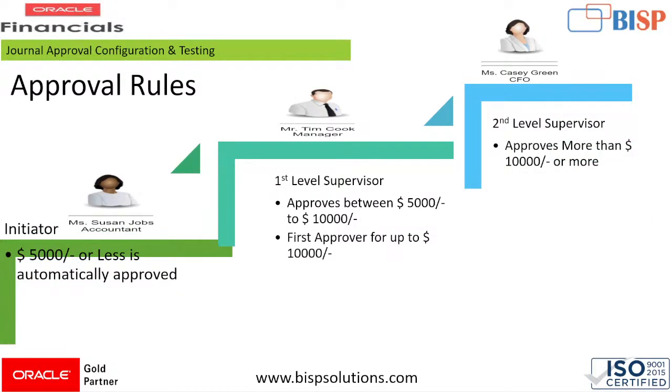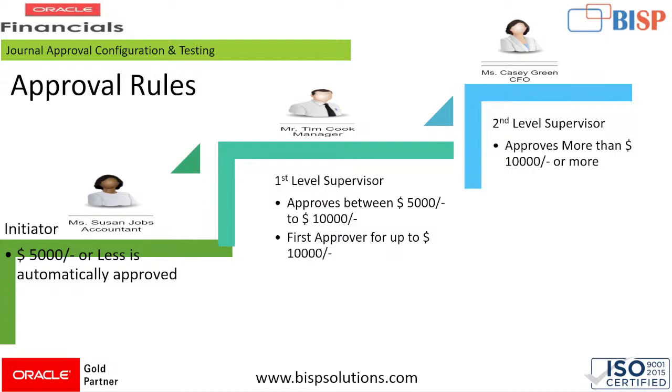The initiator will be Susan Jobs. Journals with journal line value of $5,000 or less are automatically approved. They will not go to Tim Cook as a manager. If it is above 5,000, then it will go to a one-level supervisor rule, that is Tim Cook. He will approve between 5,000 and 10,000. The total approval he can do is up to 10,000, right?